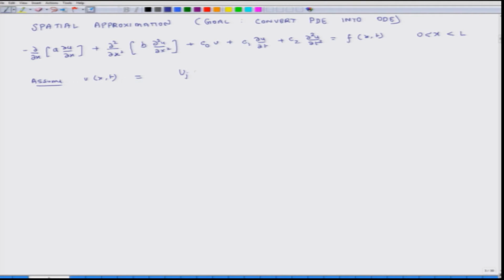So, I will call it uj, and an explicit function of x, and it could be a sum of a lot of these functions. So, here j is equal to 1 to n.